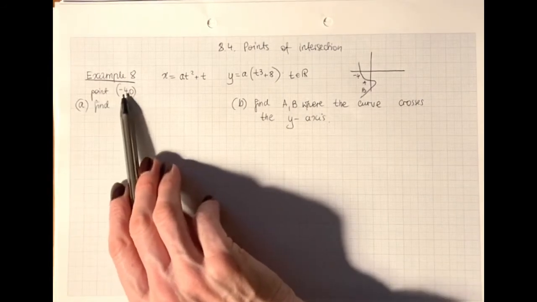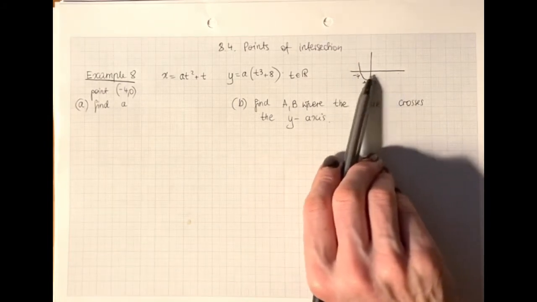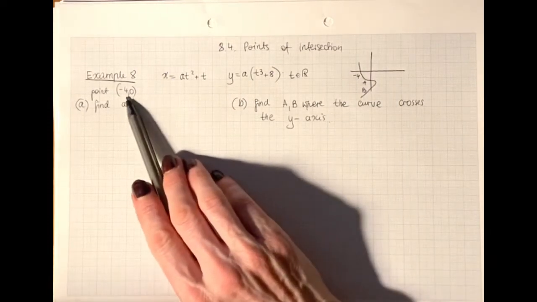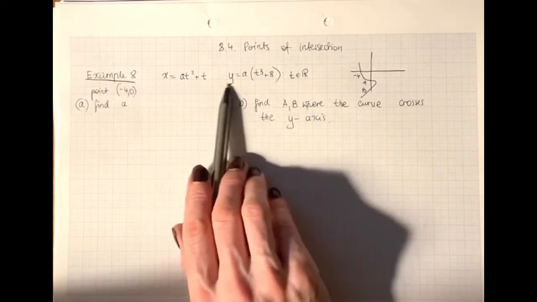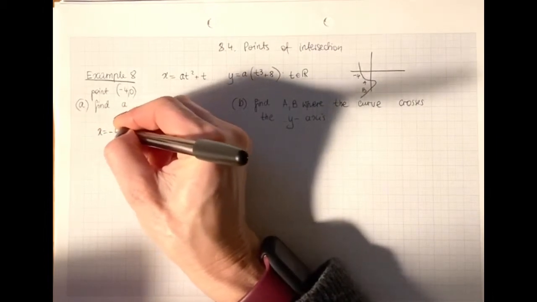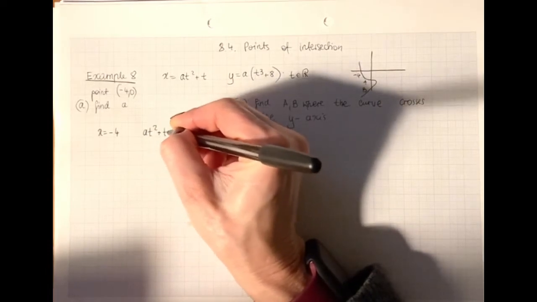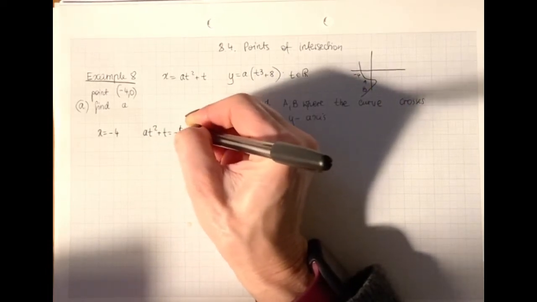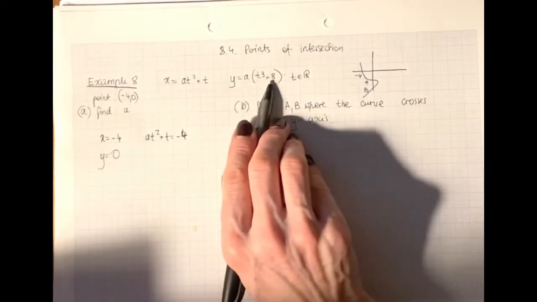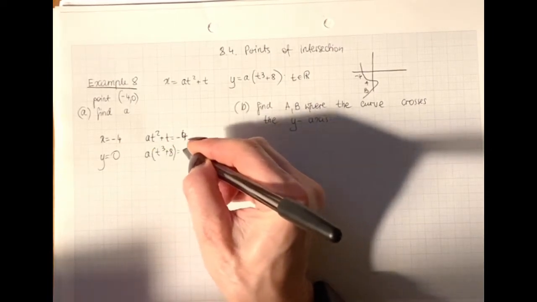Okay, you've got a point (-4, 0) where the graph intersects the x-axis. Using this information, we'll be able to find the value of a. So we're going to solve a pair of equations where you substitute x equal to -4 into the first equation. So at squared plus t is going to be equal to -4. And y equal to 0 needs to satisfy this equation, so a t cubed plus 8 is equal to 0.